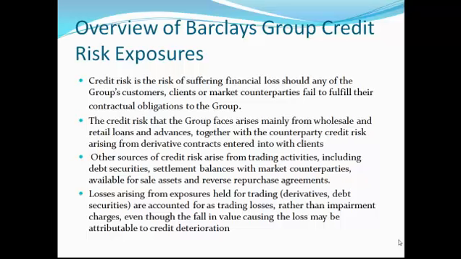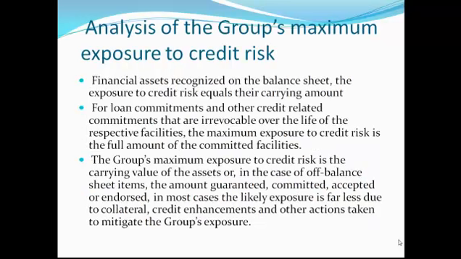Other sources of credit risk arise from trading activities, including debt securities, settlement balances with market counterparties, available-for-sale assets, and reverse purchase agreements. Losses arising from exposure held for trading, like derivatives and debt securities, are accounted for as trading losses rather than impairment charges, even though they fall in value, causing loss that may be attributable to credit deterioration.